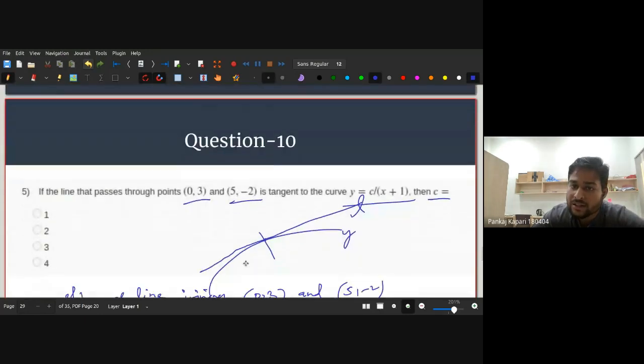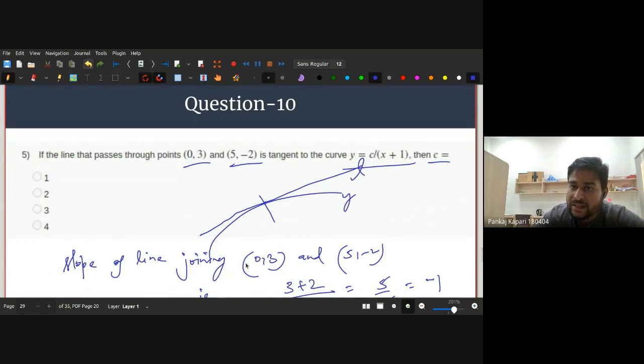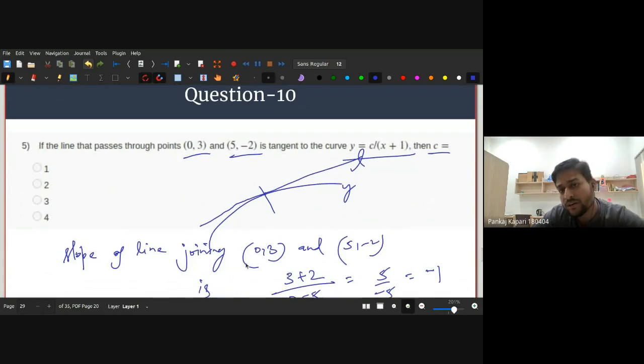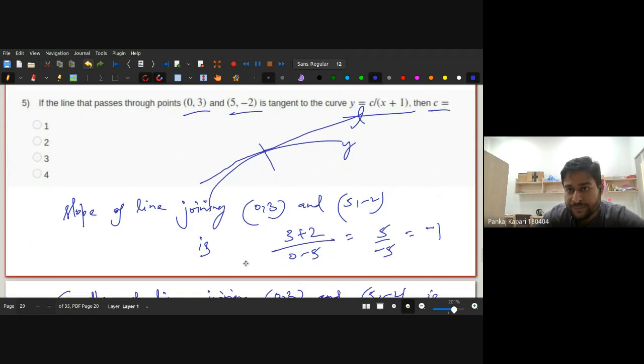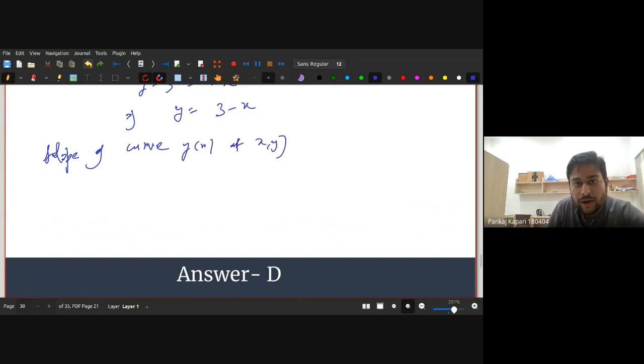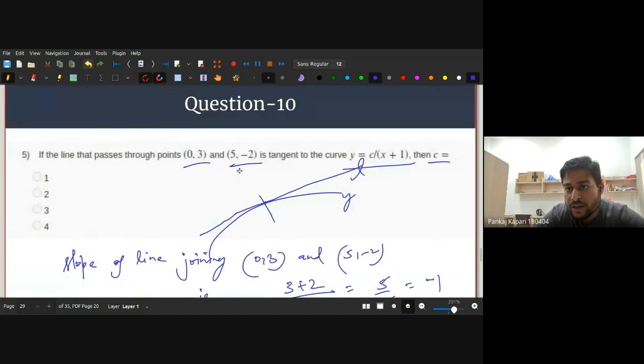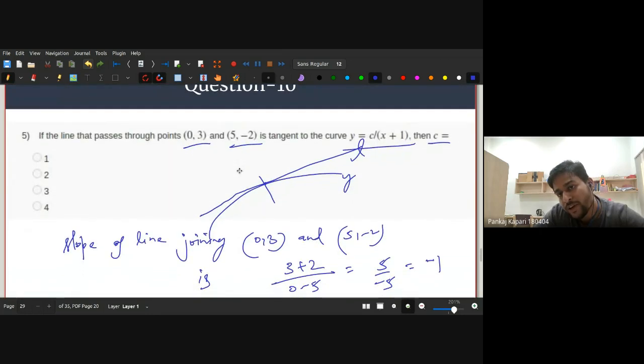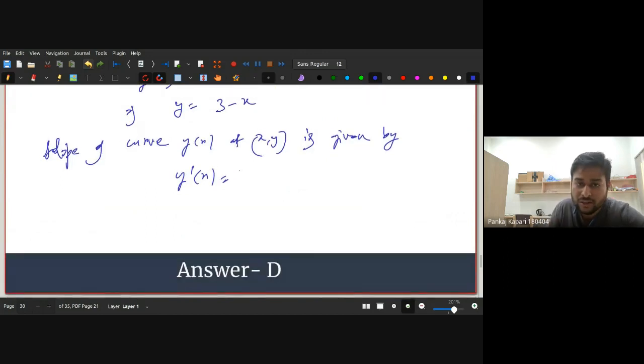Okay, and it's given that this line is tangent to that curve, so we have to find out where this line is tangent. So what is the slope of the curve? The slope of the curve y of x at x comma y is given by y prime of x, right? That is the derivative of y. So what is the derivative of y? This y of x is equal to c over x plus 1. Just apply the standard rules of differentiation. You will get minus c over x plus 1 whole square, right?